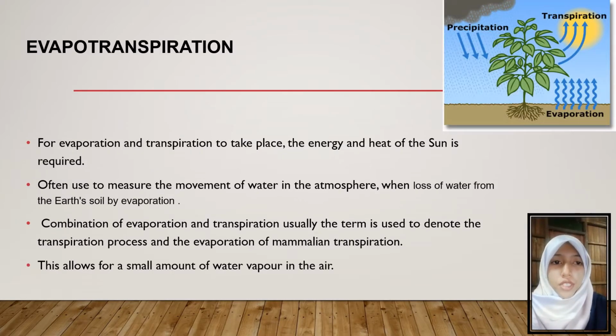Evapotranspiration is often used to measure the movement of water in the atmosphere, from the loss of water from the earth's soil by evaporation. For evaporation and transpiration to take place, the energy and heat of the sun is required. Evapotranspiration is the combination of evaporation and transpiration. This allows for a small amount of water vapor in the air.